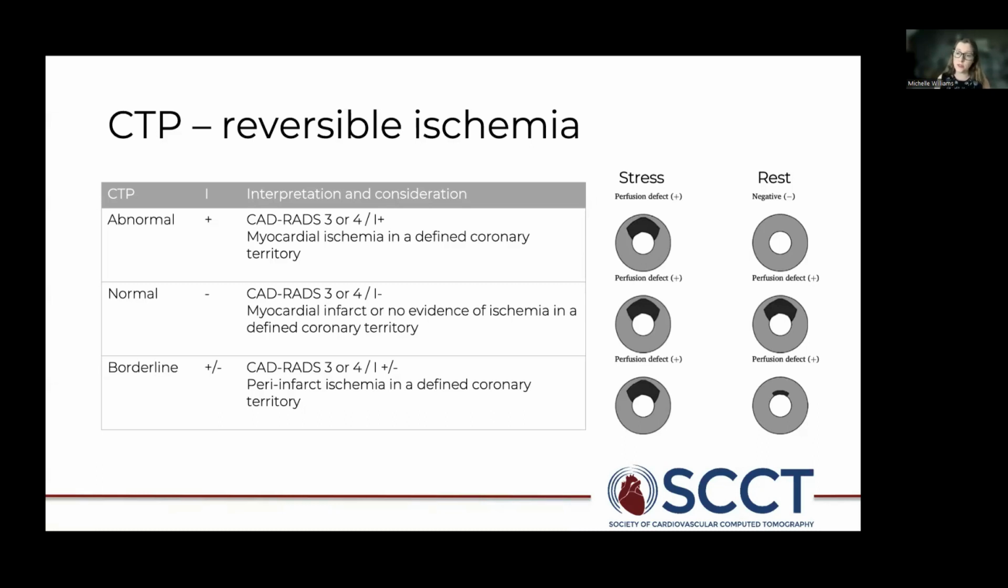So there's two different situations this might be. You might have a myocardial infarct, so a perfusion defect present on rest and on stress. Or you might have no evidence of ischemia and no evidence of infarct in a defined coronary territory. And then the borderline ones are the ones in between. So in particular, peri-infarct ischemia in a defined coronary territory that's partially reversible. So you can see how this I+ for CT perfusion is telling us primarily about reversible ischemia in these patients.